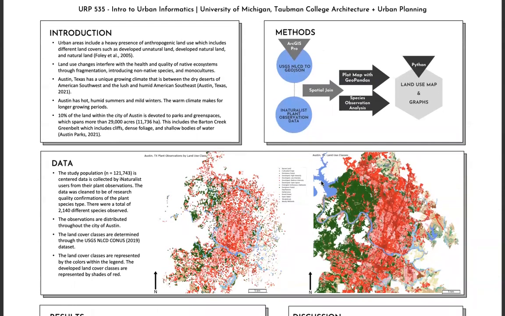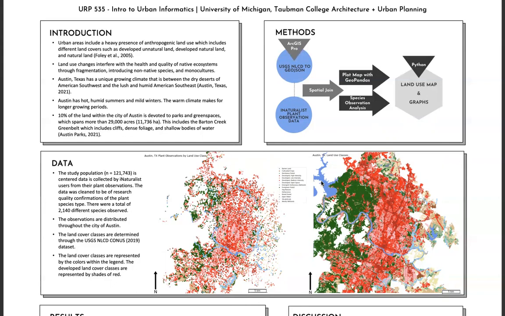The study population came from iNaturalist plant observations that are grouped by species. There were a total of 121,743 plants observed and 2,140 different species.